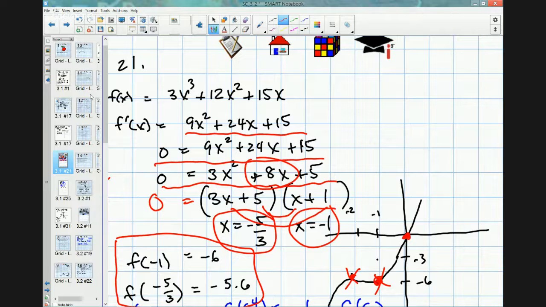So find the critical points. Then, when you have the critical points, that sets up your intervals. And then just pick a test value in each of the intervals. Find the derivative at that value. Positive tells you the function's increasing in there. A negative tells you the function is decreasing in there. And then pretty much just write down your answer.